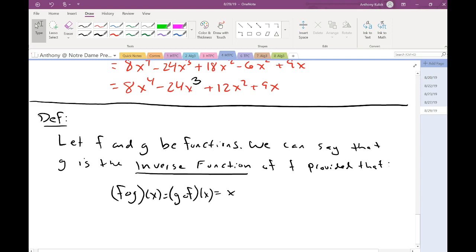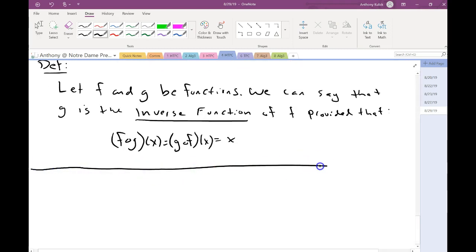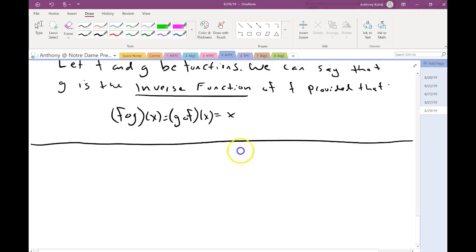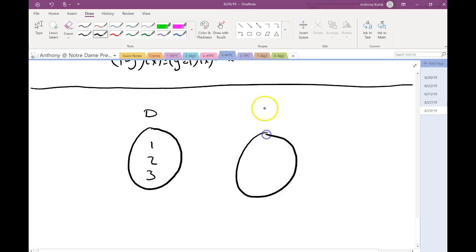So what are we really saying there? What that's really saying is that if I apply an inverse and then the function, basically the inverse undoes whatever the function did. So let's look at that in maybe a more conceptual way. Let's imagine we have a function f of x, and I'll write this function as a mapping diagram. So here's my domain. Here's my range.